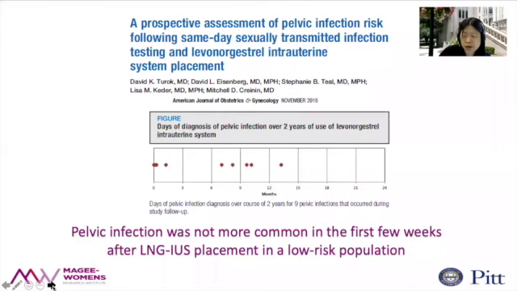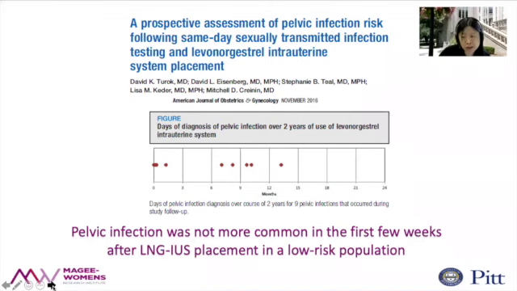29 participants had positive baseline STI tests, and none of those participants developed a pelvic infection. Only 9 participants developed PID over 2 years at an overall rate of 0.6%, with 3 cases within the first 7 days and 6 cases occurring after day 30.